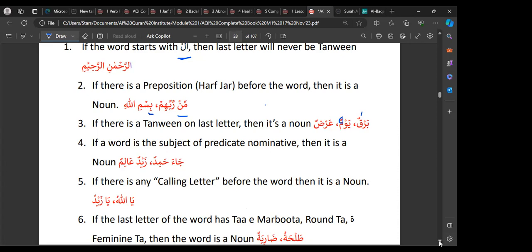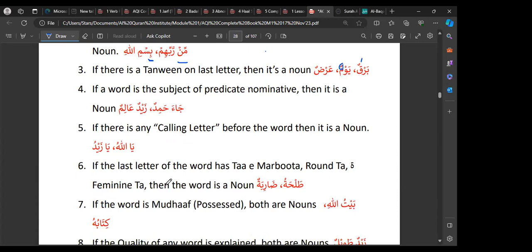Number 6, if the last letter of the word has a ta marbuta, the round ta, the sign that it's feminine. If it has a feminine ta, then the word is a noun. So any word that you see with this ta marbuta at the end, you know that it's a noun.